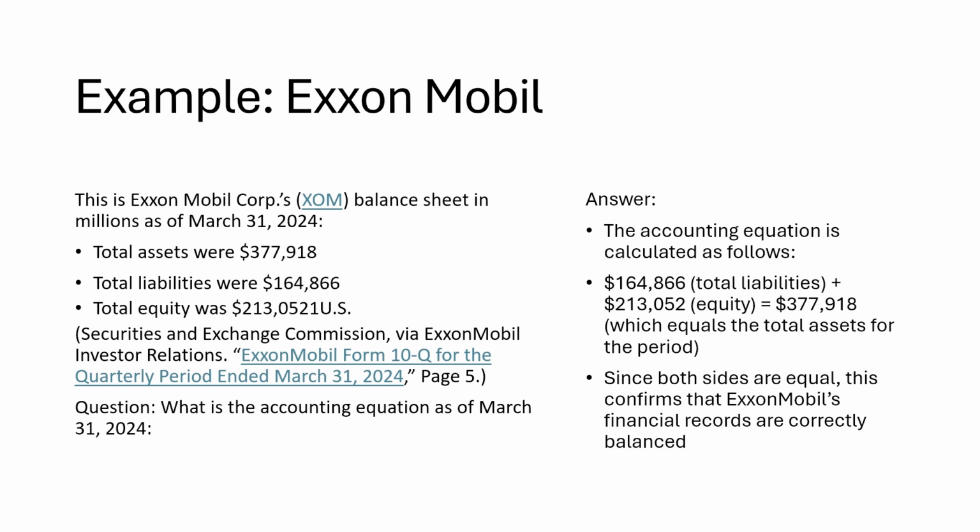The question is, what is the accounting equation as of March 31st, 2024? We use the accounting equation to calculate and see if the balance could be reached. So the accounting equation shows the two sides are balanced. Since both sides are equal, this confirms that ExxonMobil's financial records are correctly balanced.